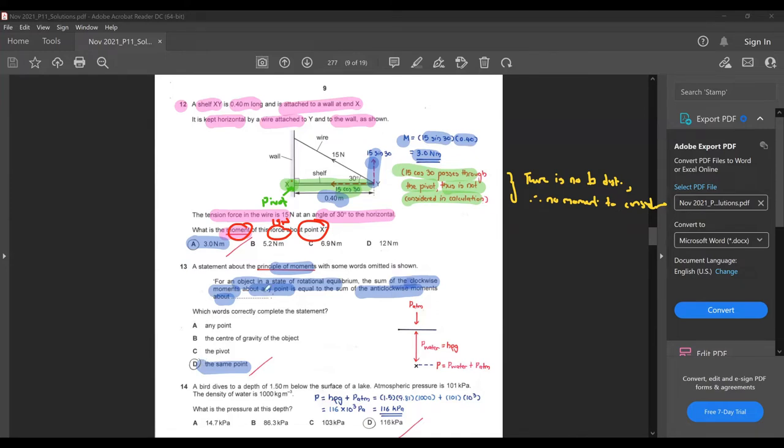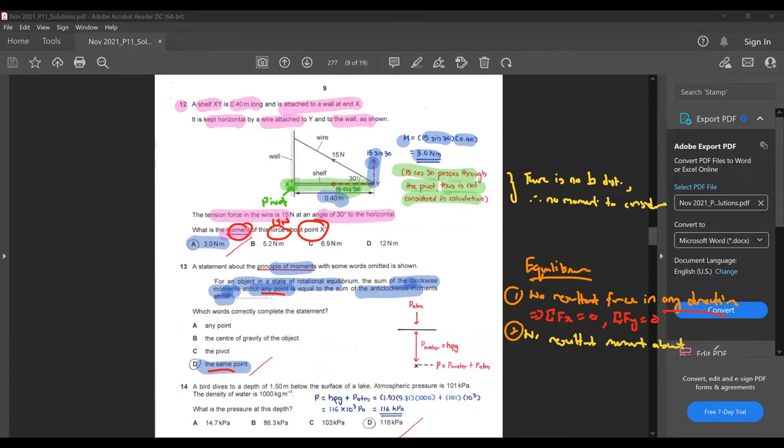Okay? Sum of clockwise moments about any point is equal to sum of anticlockwise moments about the same point. Okay. The other thing that you may have seen before this was this. If you're talking about equilibrium, we say there are two conditions. We say there are no resultant force in any direction, which in turn means sum of Fx is zero, sum of Fy is zero. The second one was no resultant moment about any point.